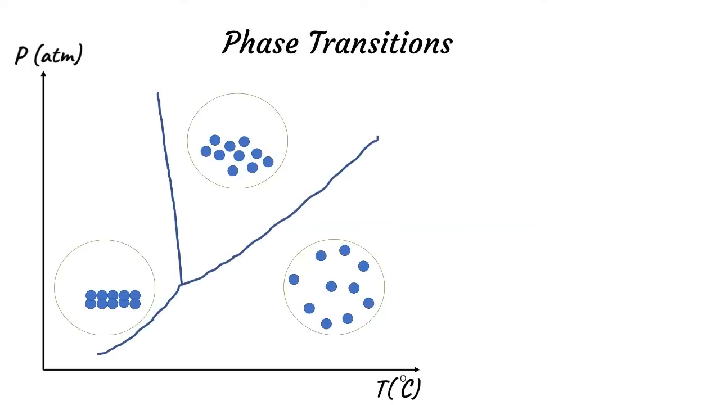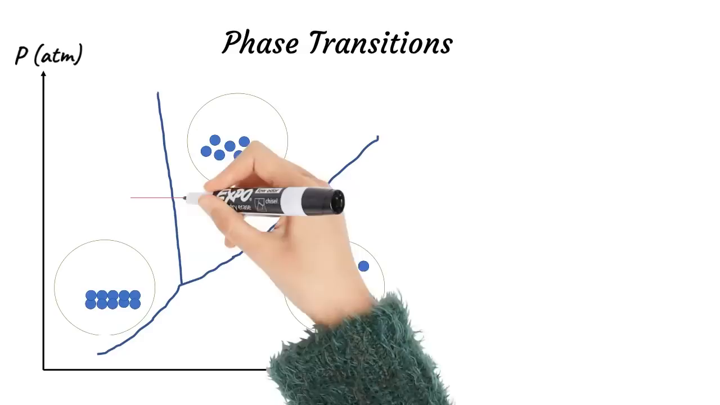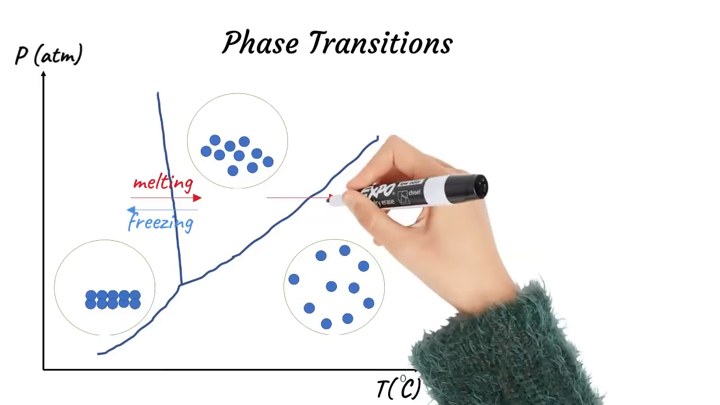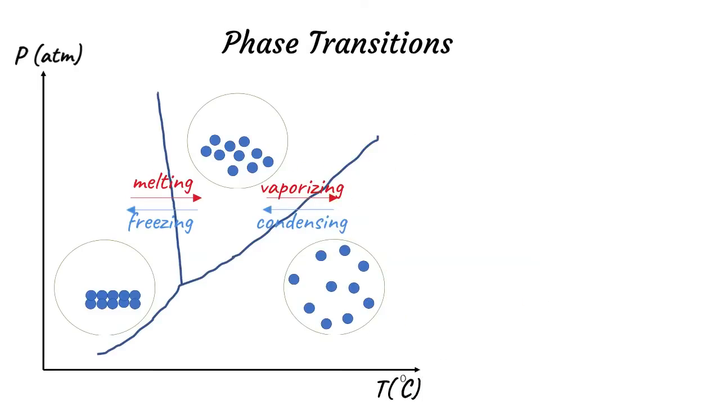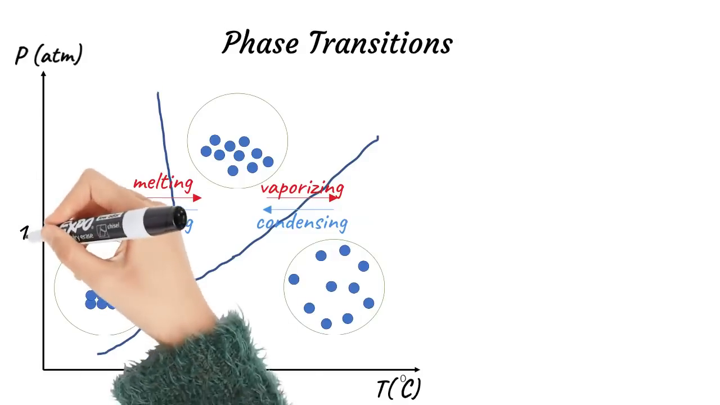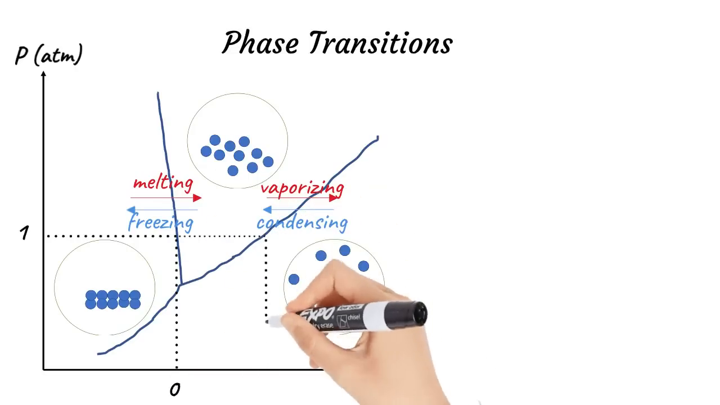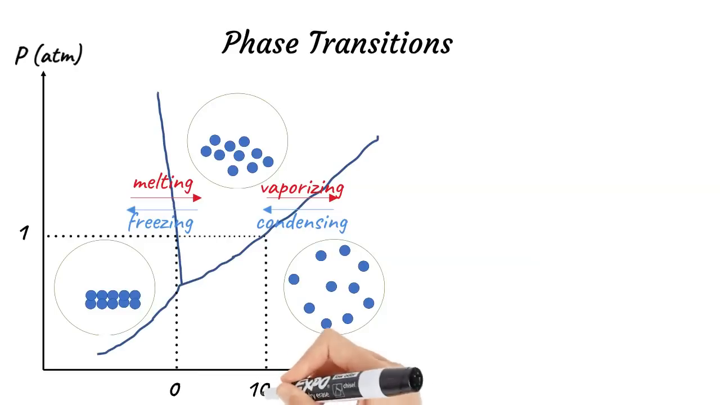Now let's consider phase transitions. A phase transition is a physical process where a substance changes from one physical state, solid, liquid, or gas, to another. For instance, when it comes to melting or freezing, we are crossing the solid-liquid boundary, and when it comes to vaporizing and condensing, we are crossing the liquid-gas boundary. The temperatures and pressures at which the phase change occur are unique to a given substance. For instance, at 1 atmospheric pressure, the melting or freezing temperature of water is equal to 0 degrees Celsius, and the vaporizing or condensing temperature is equal to 100 degrees Celsius.